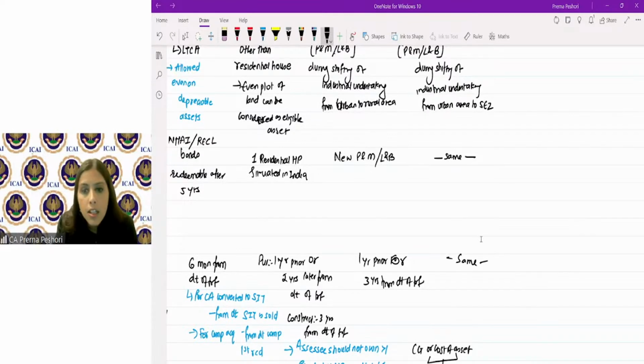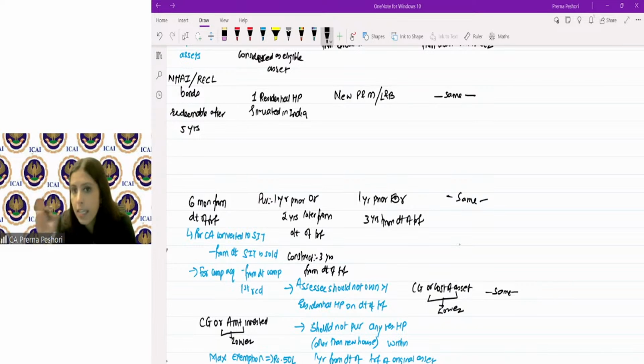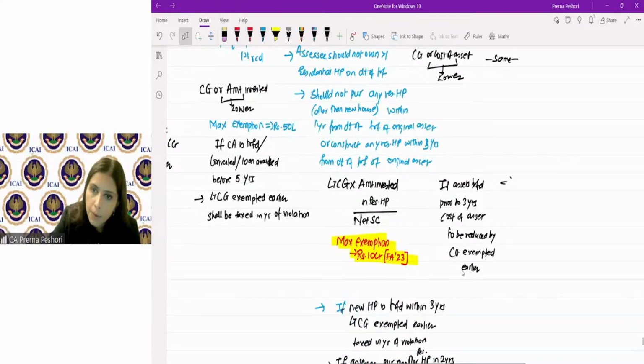Fine. Then what is the exemption? Again the capital gain or cost of asset whichever is lower. So again this is same. And here what you have to do is if the asset is transferred within the period of 3 years, then the cost of acquisition of the new asset will be reduced by the capital gain exempted earlier. So again, this is going to be the same. Yes. Any questions? Any doubts, students?